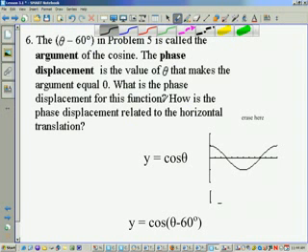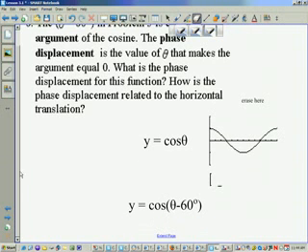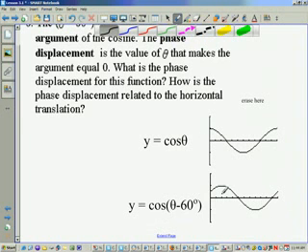How is the phase displacement related to the horizontal translation? That 60 degrees is what we translate to the right. So if this is our regular cosine graph, our new graph is just going to be translated over 60 degrees. So instead of this being 0, now that right there is 60 degrees.